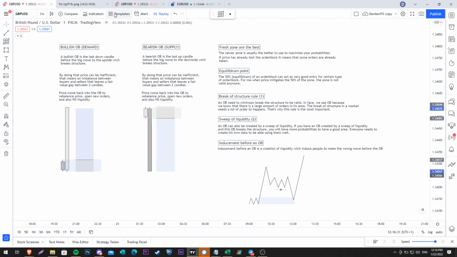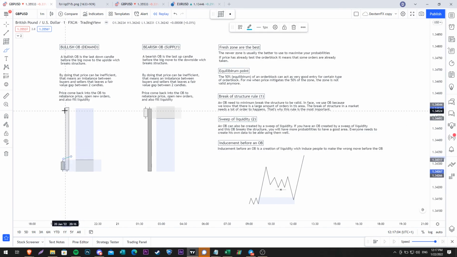So the bullish order block, so the demand, because when we buy, we demand for the price. A bullish order block is the last down candle before the big move to the upside, which breaks structure. By breaking a structure, price can be inefficient. That means an imbalance between buyers and sellers that leaves a fair value gap between two candles. So for example, here we have imbalance between buyers and sellers.